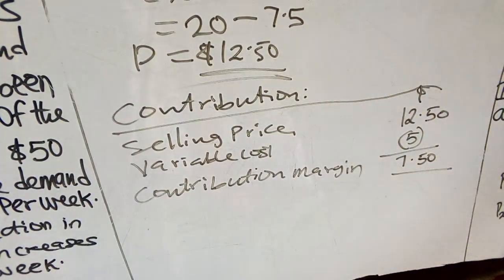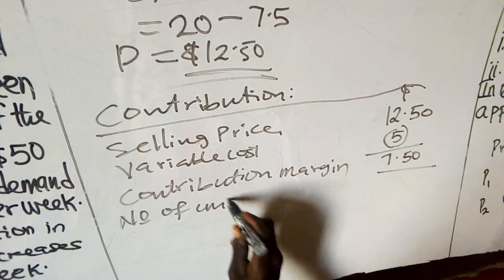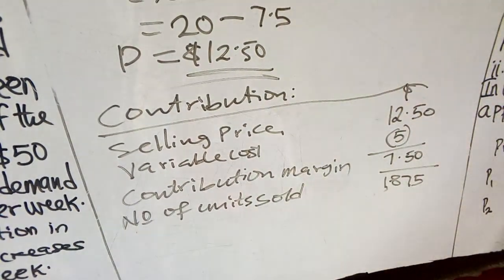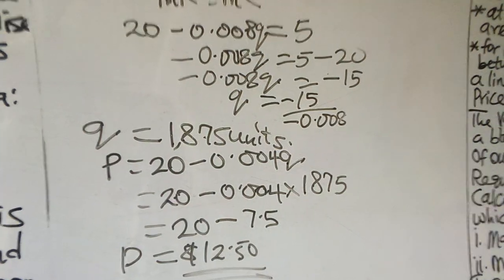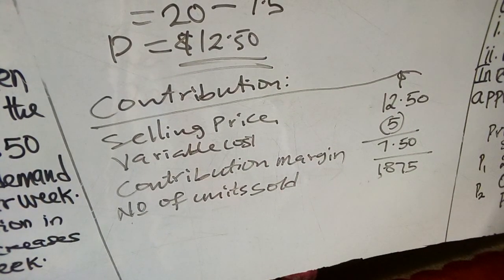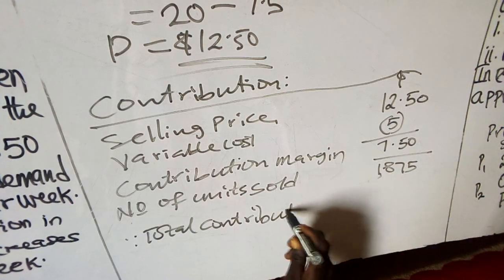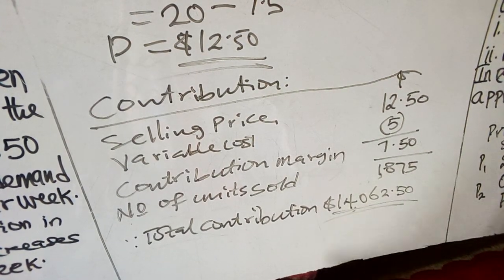Then you have the number of units sold to maximize profit, which is 1,875 as calculated. That is our Q. If you multiply 7.5 by 1,875, then we have 14,062.5. Therefore, total contribution equals $14,062.5. So that is the solution to that question.